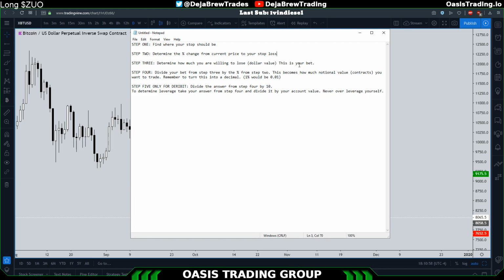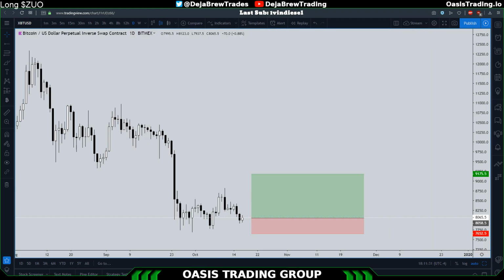So if I'm willing to lose $100, the percentage change from current price to my stop loss is 5%. You divide your bet from step 3 by the percentage from step 2. This becomes how much notional value, how many contracts you want to trade. And you need to remember to turn this into a decimal. So 1% would be 0.01. Okay? So if I'm trading, let me grab a calculator here.